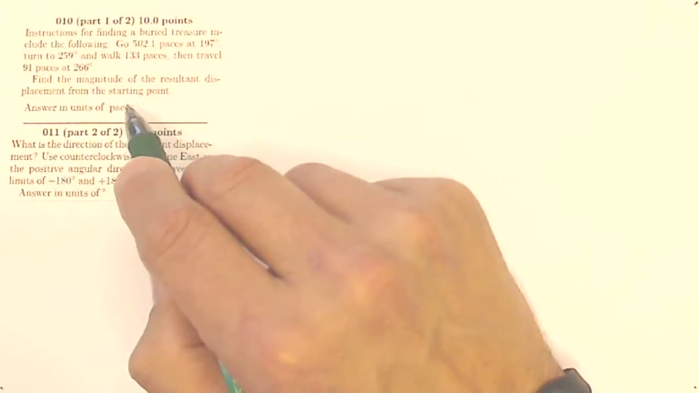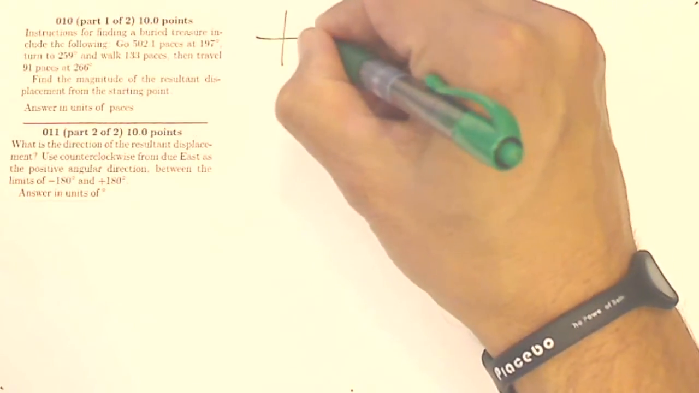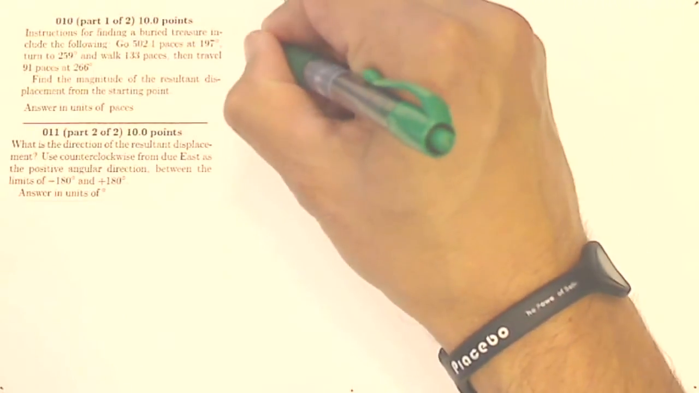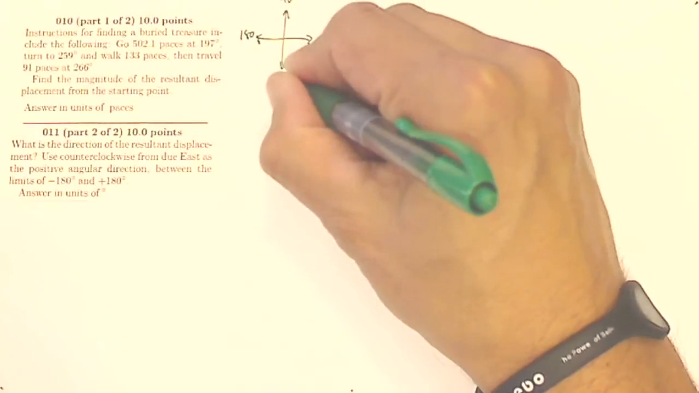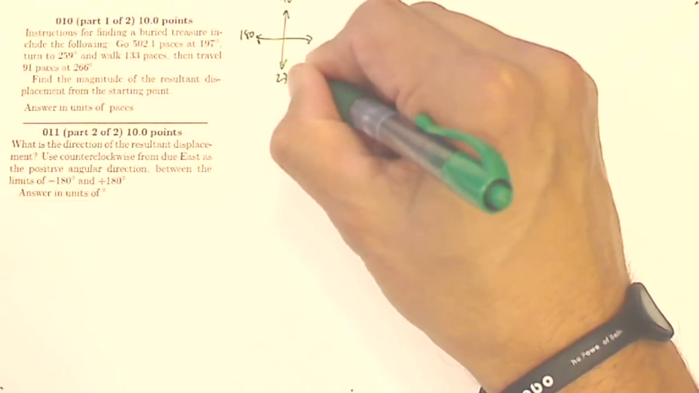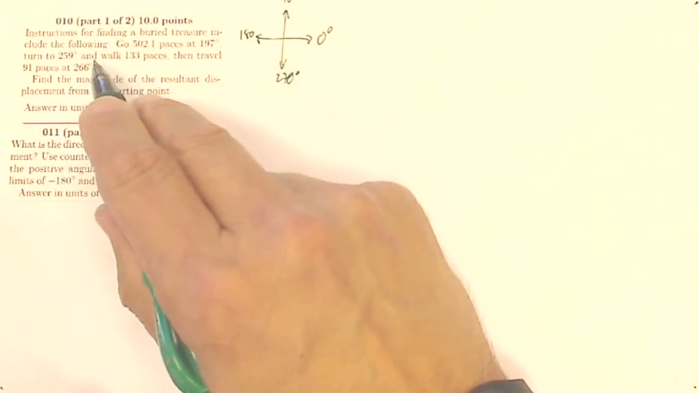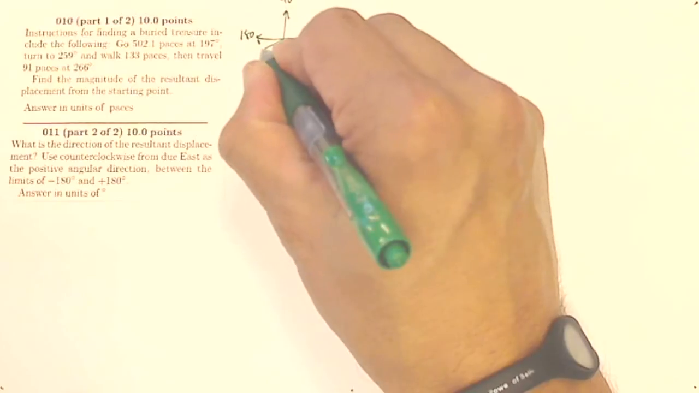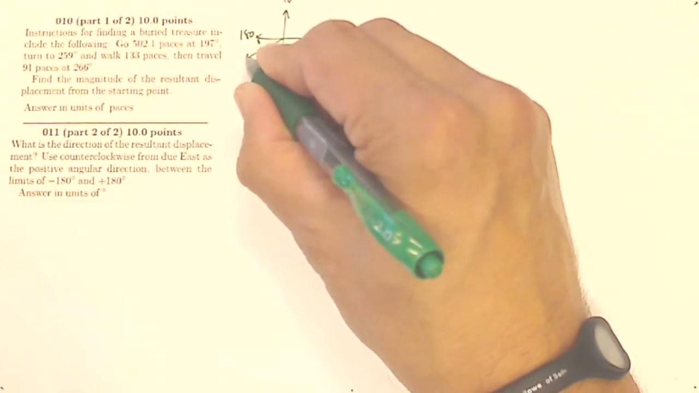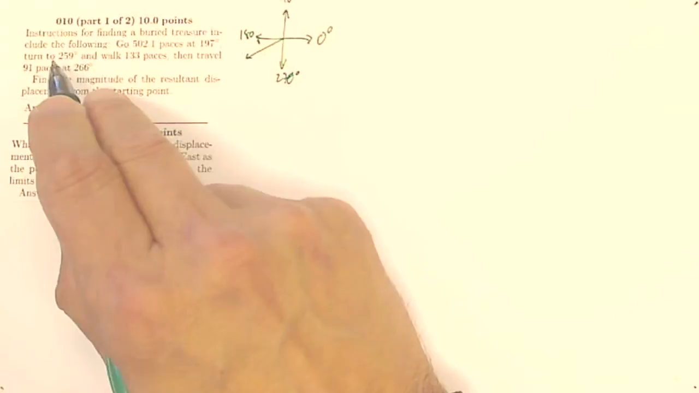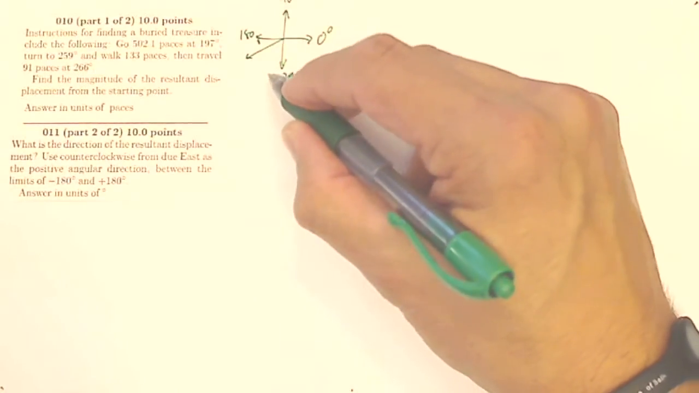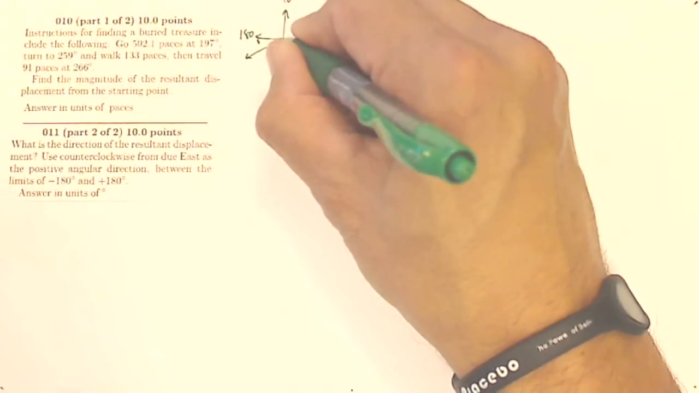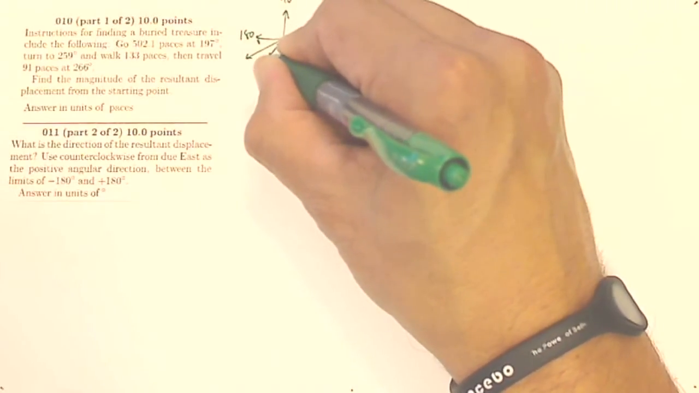What we have here is three vectors, so we've got to keep track of where they are, because this is going to be 0, this is 90 degrees, this is 180, this is 270, and this is 0 degrees. So let's see, 502 paces at 197, so that's past 180. So my first step is going to be this way somewhere for 502 paces. Then turn to 259. Well, 270 is straight down, so 259 is going to be somewhere around here. So I'm going to go 259 and walk 133 paces, so that would be something like this.